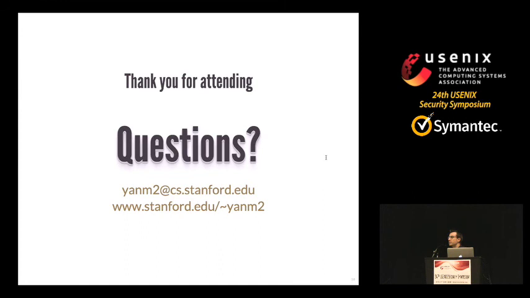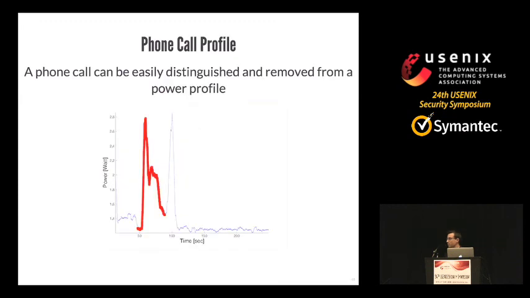For example, when you are profiling, if there is an incoming call, the power consumption probably goes higher. Okay, so the incoming call, I can show you this. That's how an incoming call looks in the power profile. So that's something that you can easily eliminate. It's an easily recognizable feature. So those interruptions, we can cope with them.